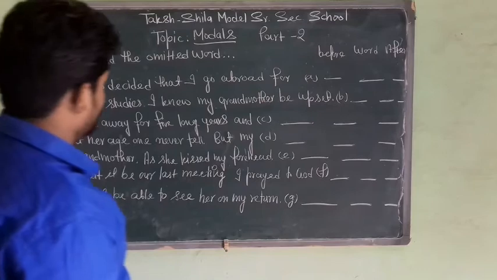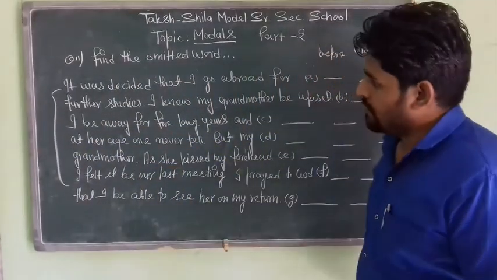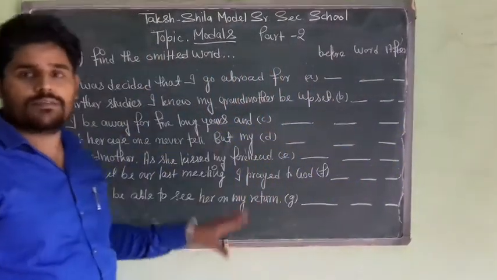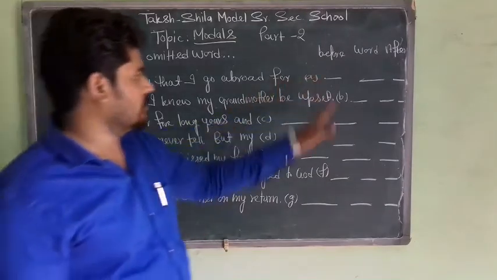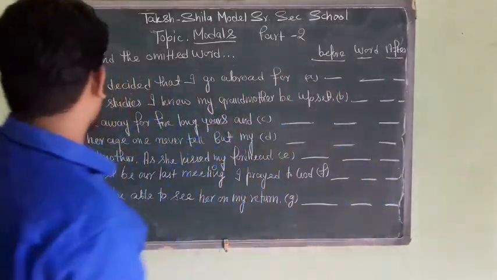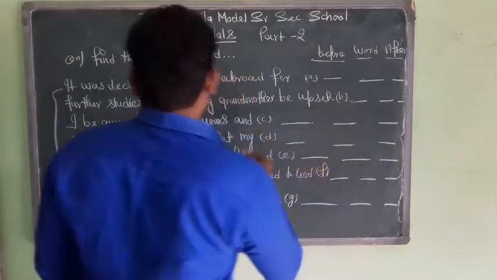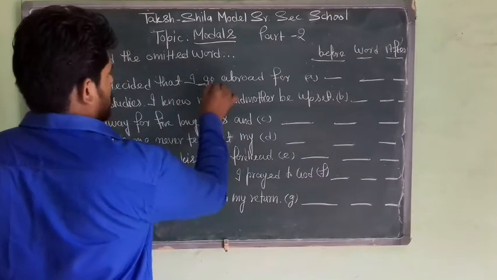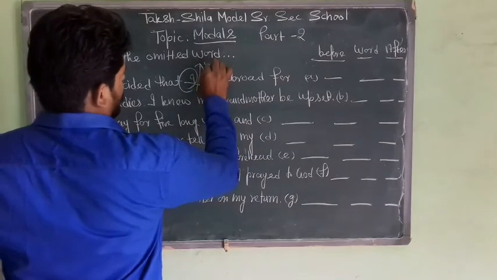And students, this passage is actually taken from Khushwant Singh's chapter, The Portrait of a Lady. It is in class 11 book. Students, here we have before word and after word. Means for example, suppose it was decided that I dash go abroad for. So here we come to know in the first sentence that I dash go, means here this is the main verb and this is the subject, and there is the omission of a modal.